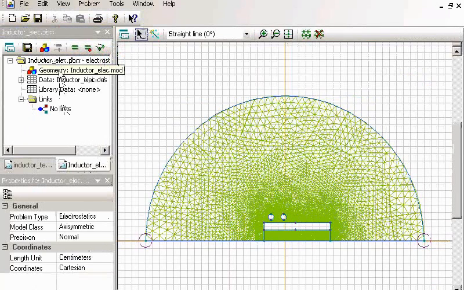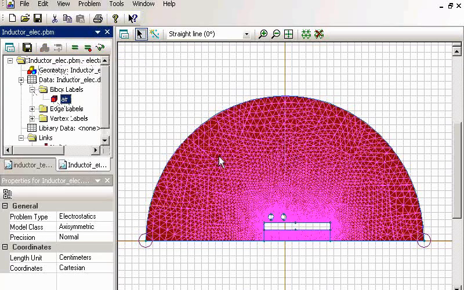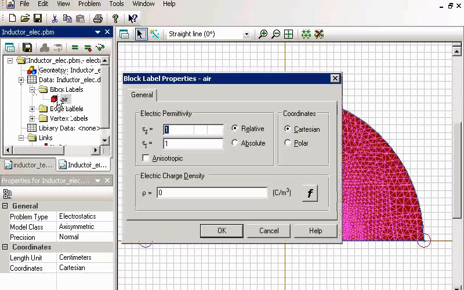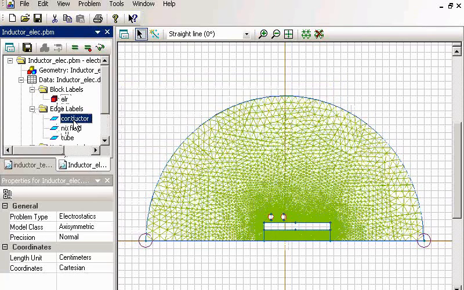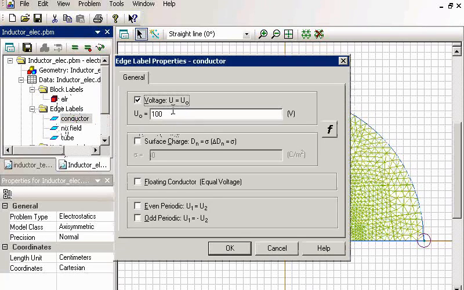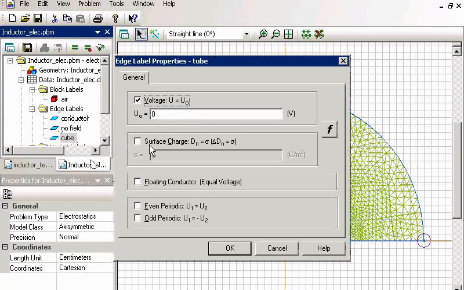So this is my electric problem. I use the same geometry model, but in the electric problem, I specify electric properties of objects. So I set the electric permittivity of the air. And I set the voltage for my coil, and the tube is ground connected, so the voltage is zero.